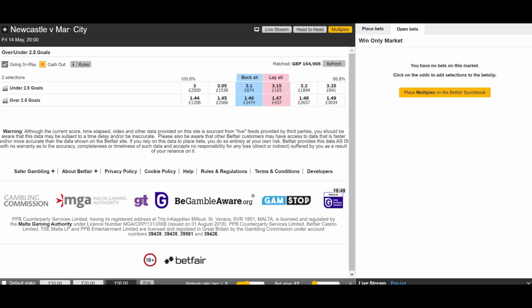Newcastle not the greatest defense. Man City do like to score the odd goal or two. So if we were just getting involved right now as traders, we would back over 2.5 goals at 1.46, and that only gives us 46 ticks profit potential. But by waiting a little bit, waiting for the price to rise and then getting involved in the market, we can increase our profit potential and the amount of ticks that we can win.